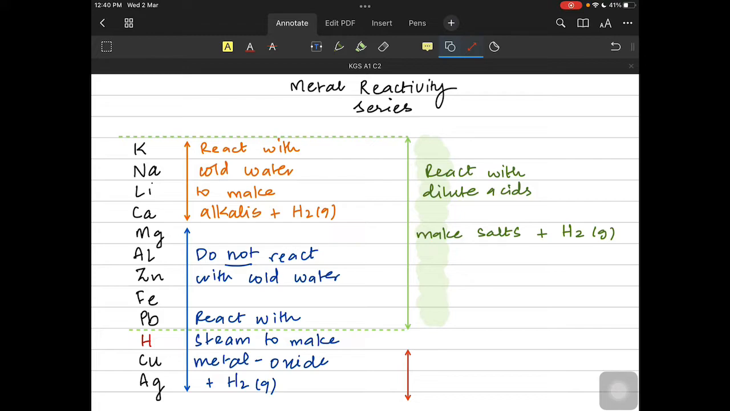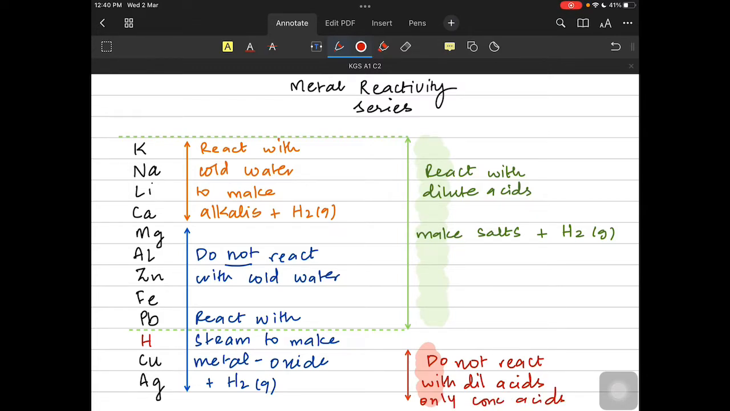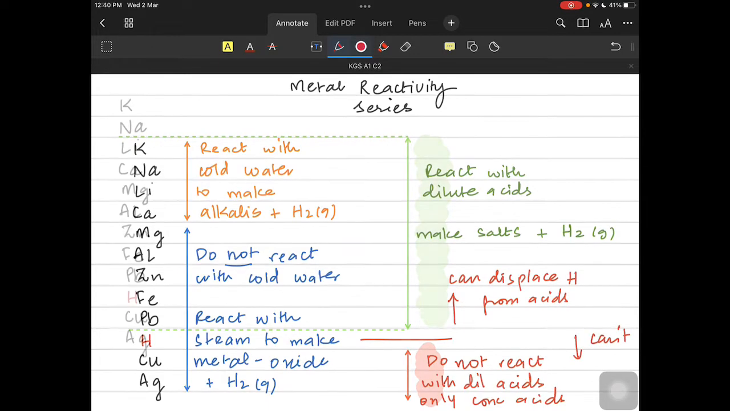However, the metals which are below hydrogen, like copper and silver, do not give their electrons to hydrogen ions. So they don't technically react with dilute acids. They don't make their salts that easily, and they don't release hydrogen gas either. They only react with concentrated acids, but that's not a part of our syllabus, so we can skip that. The metals above hydrogen in the series can displace hydrogen, and the metals below hydrogen can't displace hydrogen. And that's the basic idea of the series.